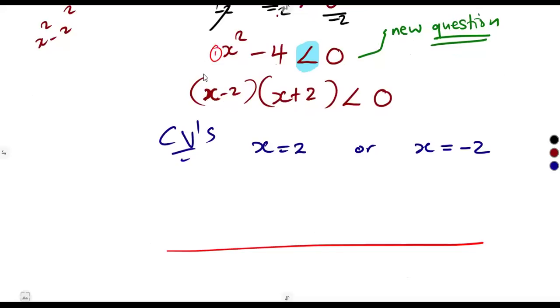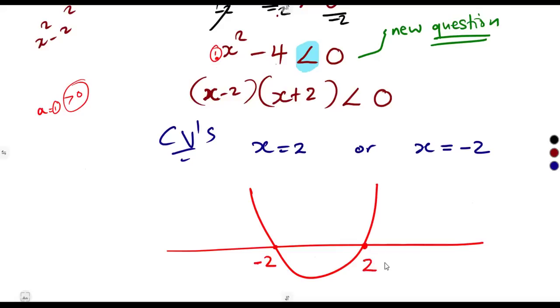The coefficient of x squared here is what? Positive. So we are going to have what? A smiley shape like this. There are two different solutions, so it's going to pass through two different points. A is 1, which is greater than 0. These are the roots, which are your critical values, at negative 2 and at positive 2.